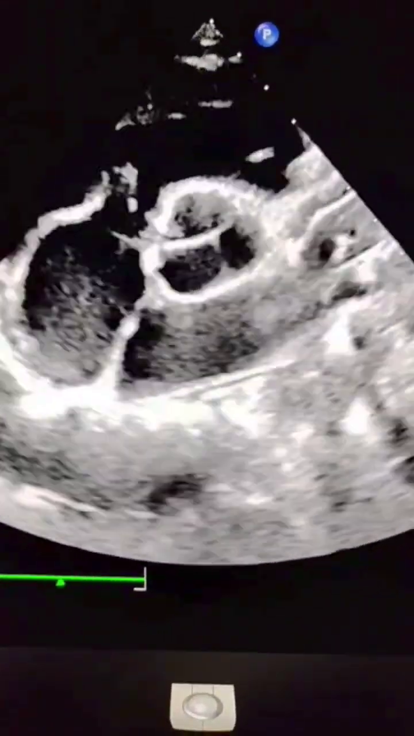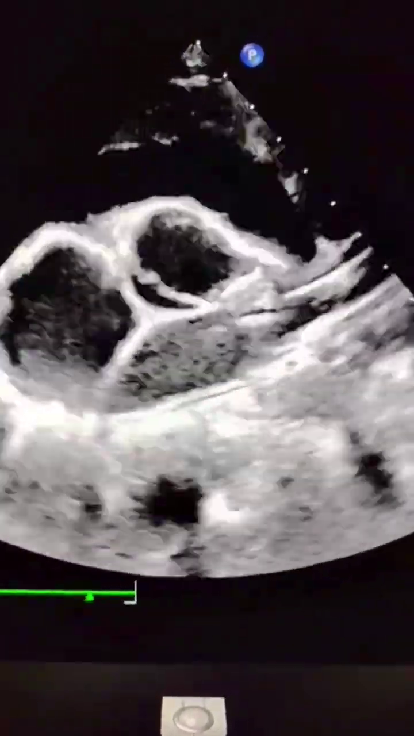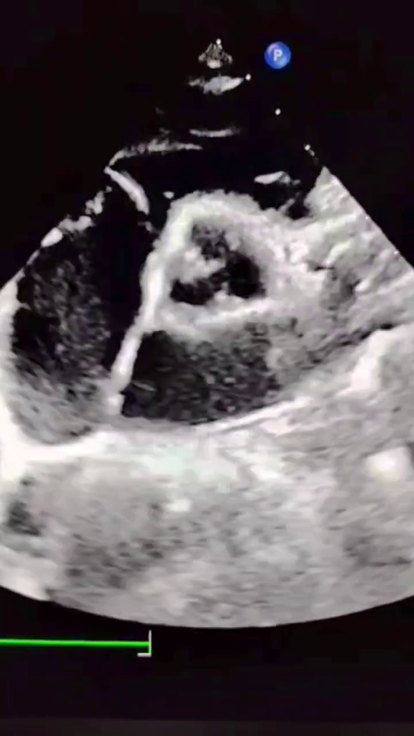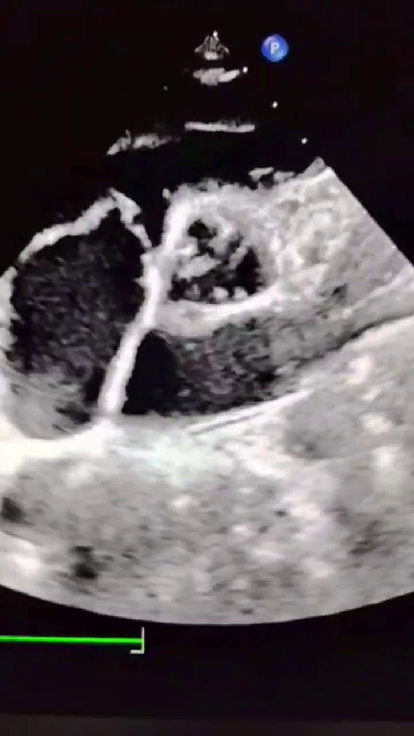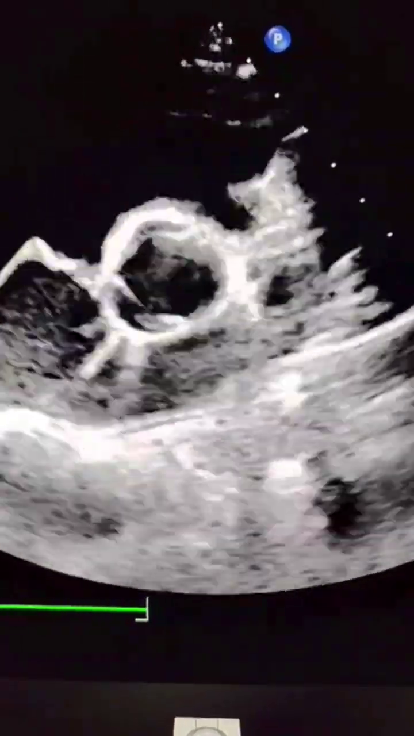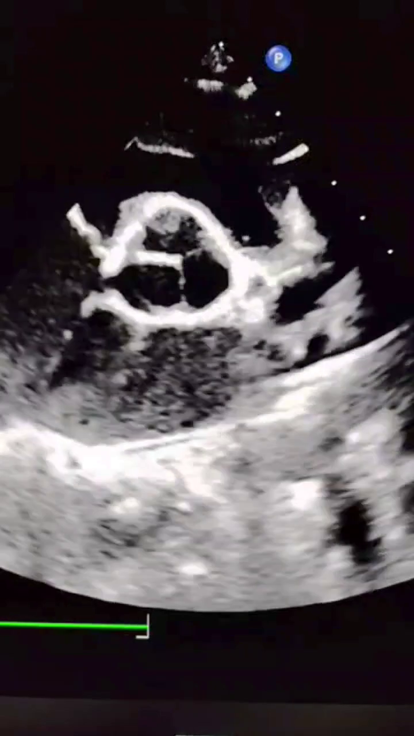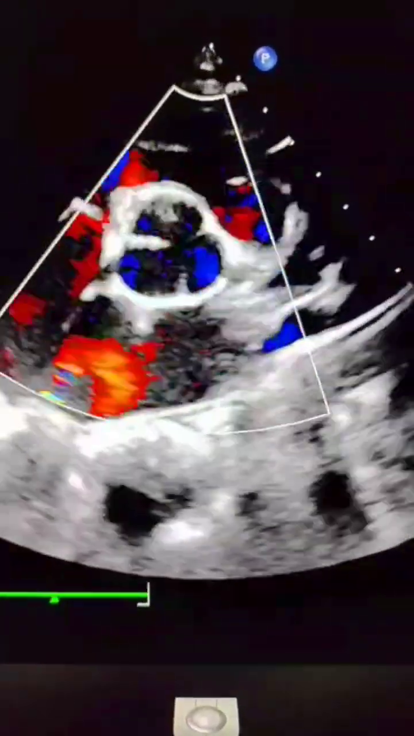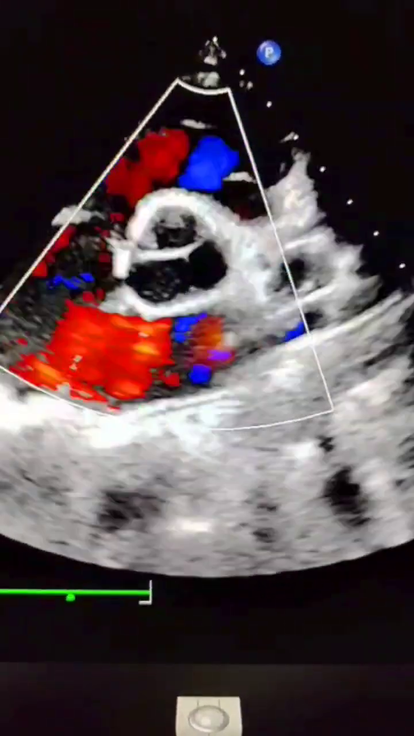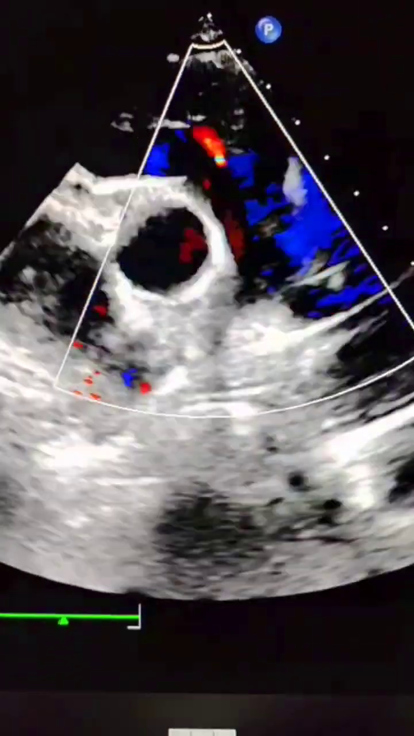As you can see, the parasternal short axis shows a tricuspid aorta. There is no calcific valve, so this rules out valvular AS. Let's see another interrogation. This is a color interrogation. No evidence of any AR. There is a mild physiological pulmonary regurgitation.